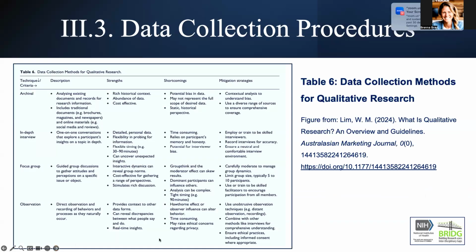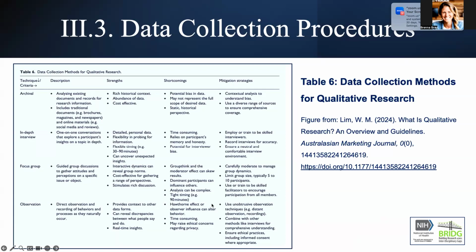So going back to LIMS Table 6 on different kind of criteria, if we come down here on observations, again, they can offer direct observation and recording of behaviors and processes as they naturally occur. They can provide context to other data forms, reveal discrepancies between what people say and what people do. And real-time observation. Sorry, this is observation, not documents. So observations is kind of the last way that we can collect data.